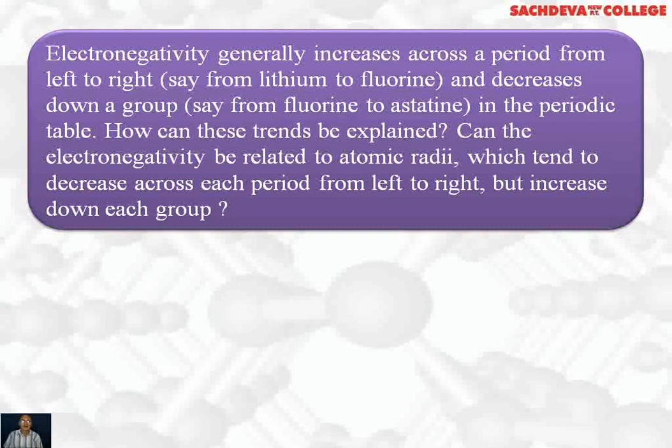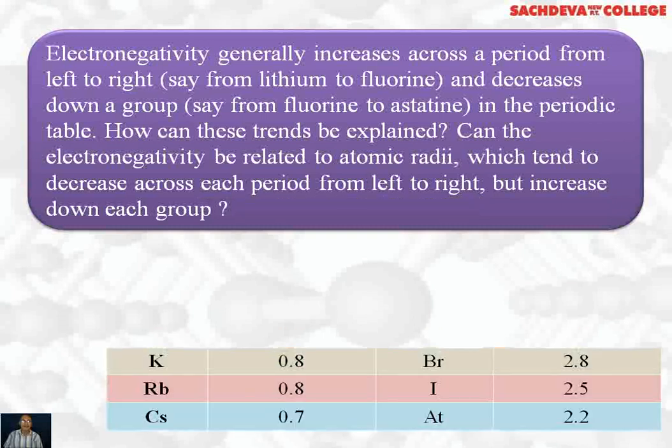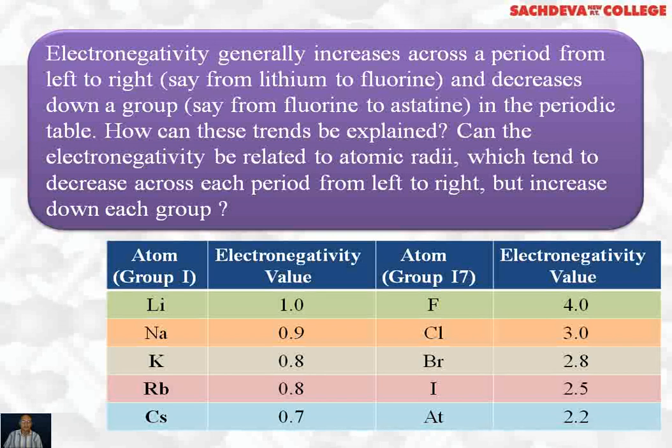How can these trends be explained? Can the electronegativity be related to atomic radii, which tend to decrease across each period from left to right but increase down each group? Let's observe the values. Lithium 1, sodium 0.9, potassium 0.8, rubidium 0.8, cesium 0.7. So it shows the electronegativity value decreases down the group due to increase in atomic size.